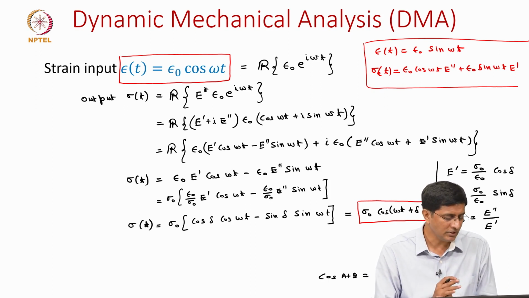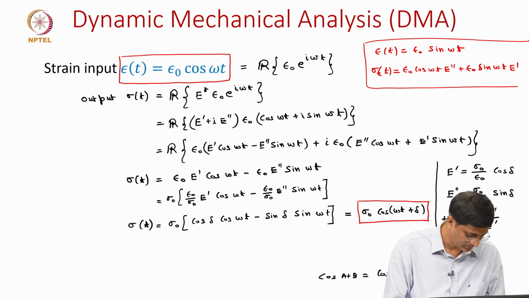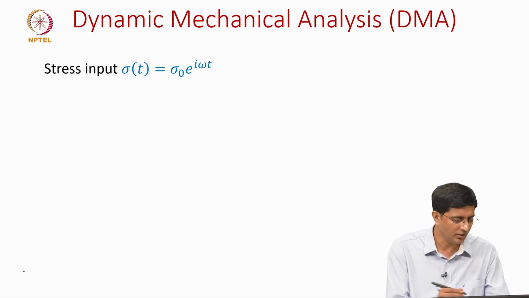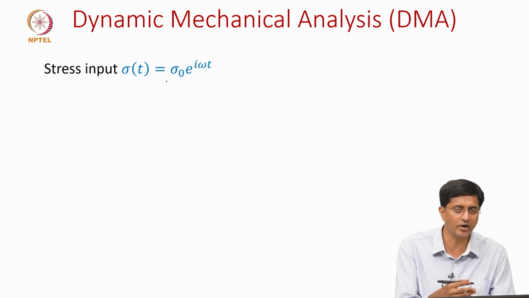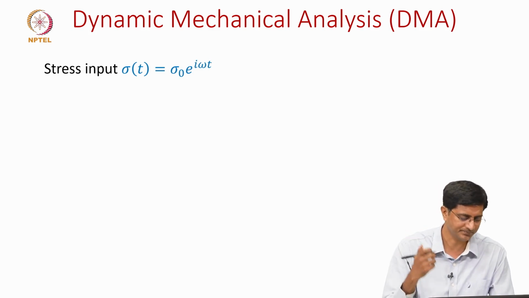In the next slide we will see if the input is stress, how do we solve it? Using the same approach, it is just an exercise. Here we see that the stress input is given in terms of sigma naught times e power I omega t, and as we have seen, e power I omega t will take care of both the cos function and the sine function.